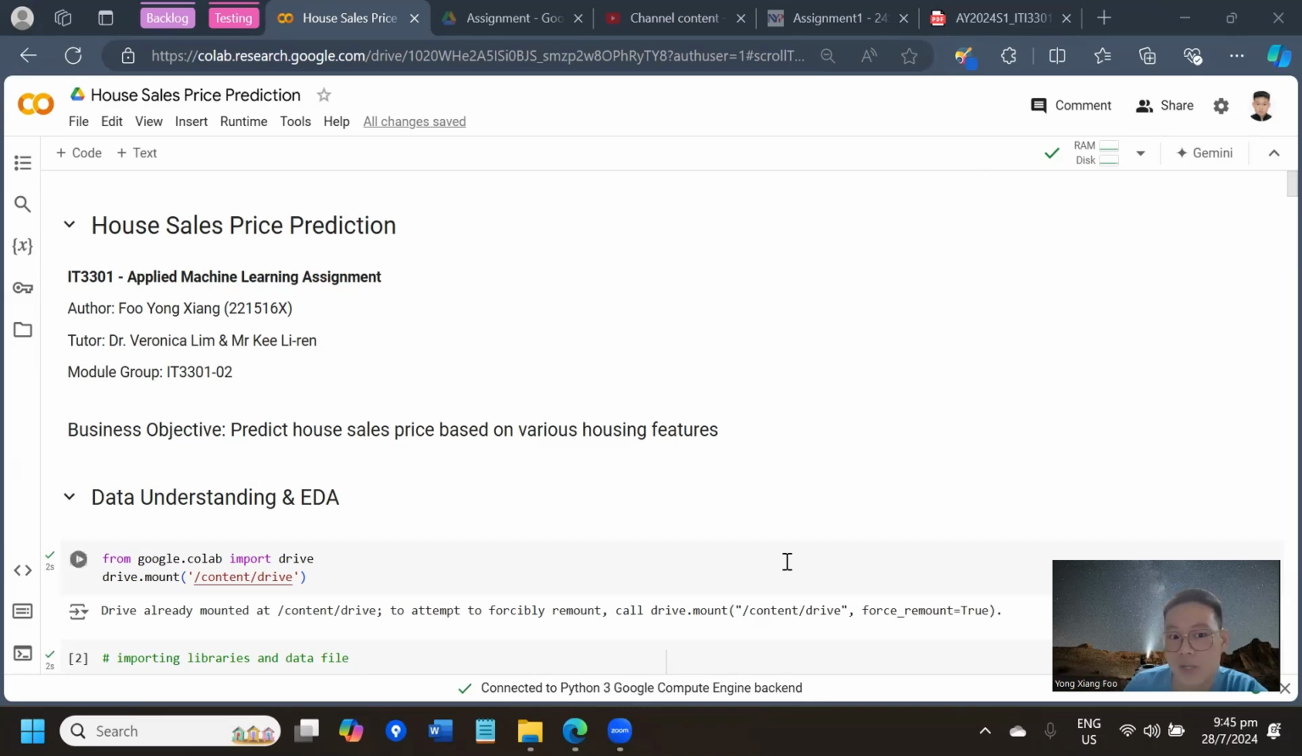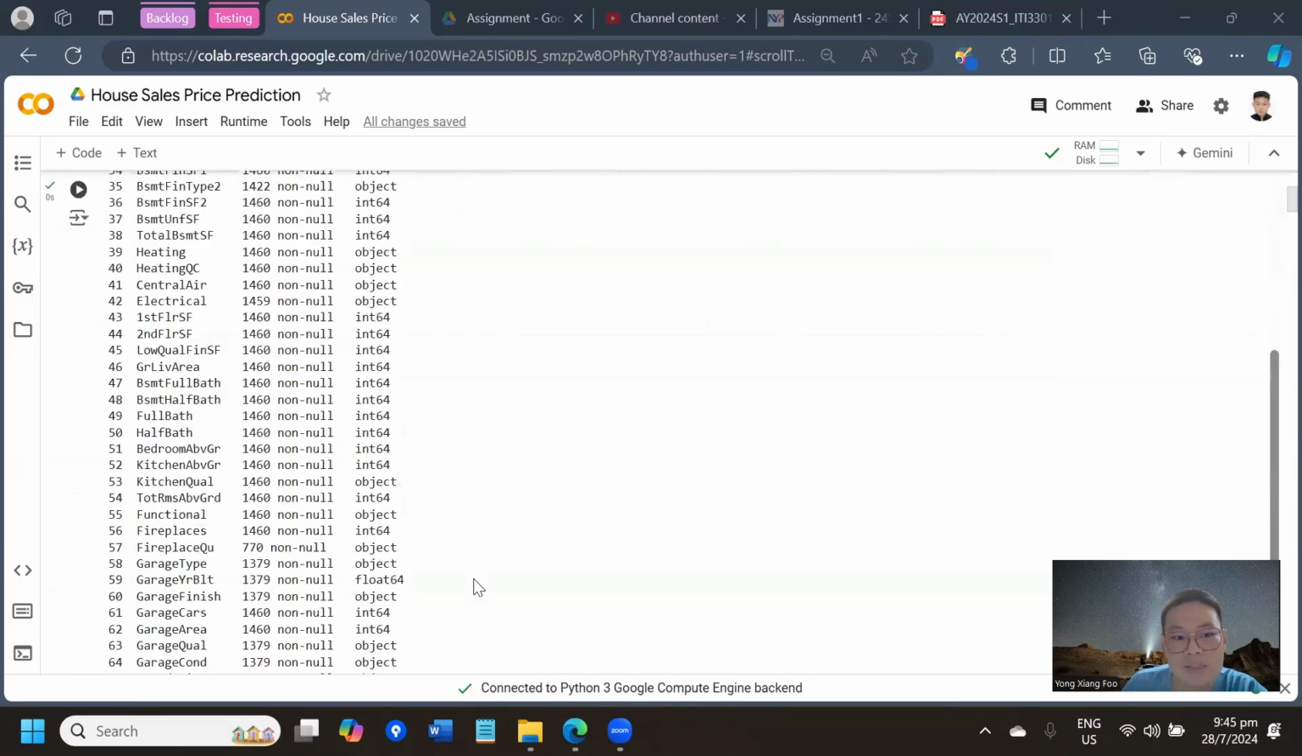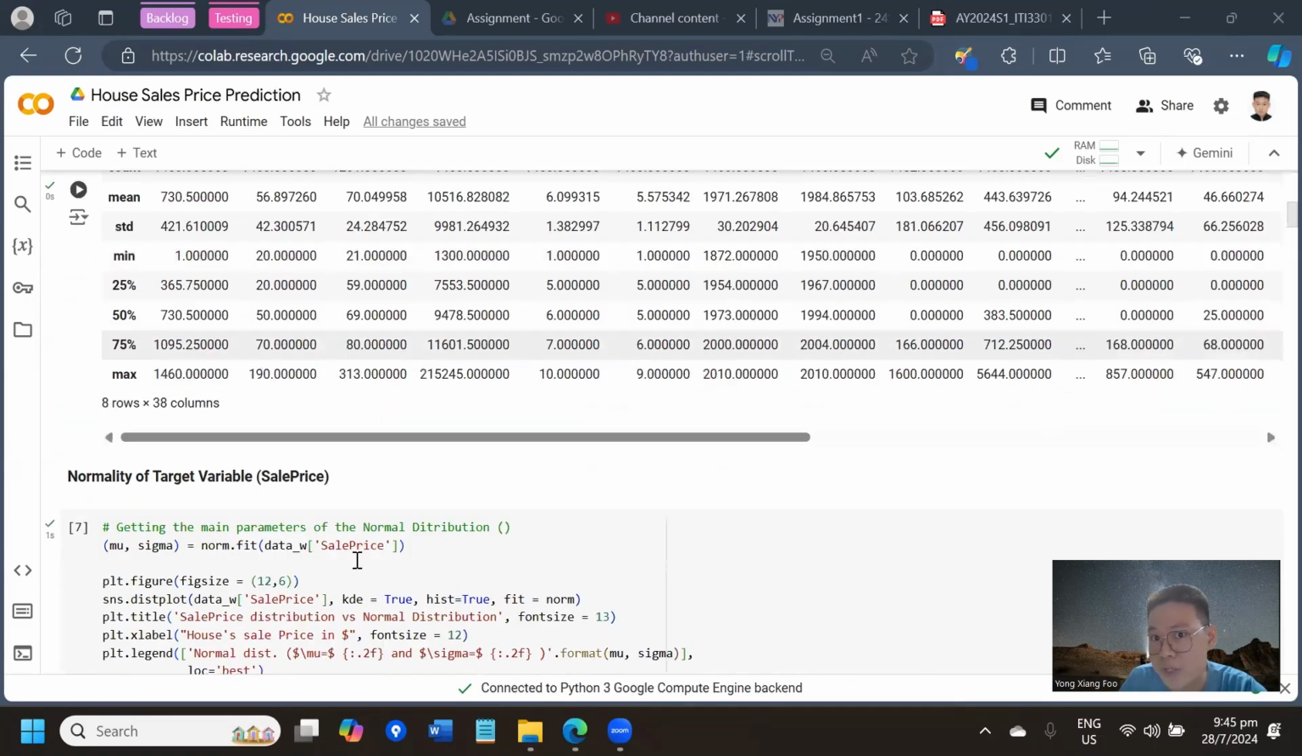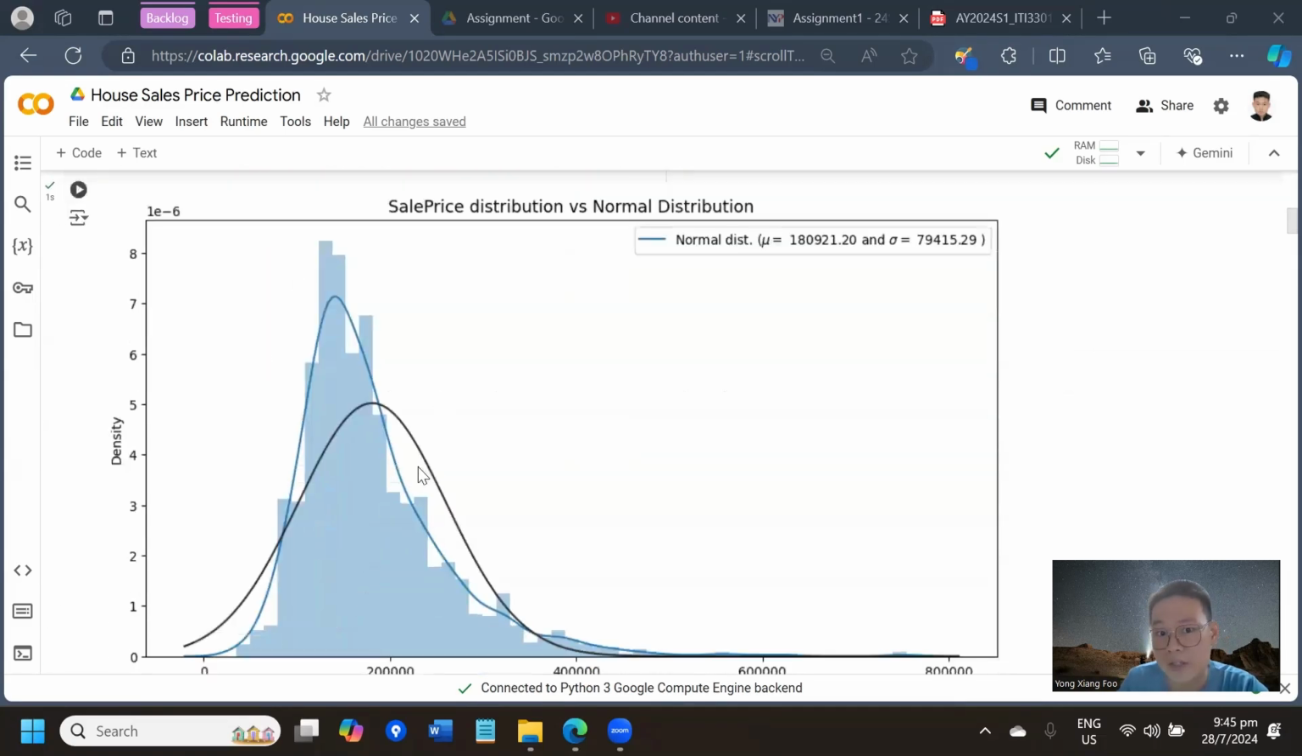Today, I want to share with you my prediction model on housing sales price. First of all, I have to import the data and also the library. Then I realized that some data fields have null values, and also the target variable, the sales price, is a bit right skewed. So I have to transform them later on.